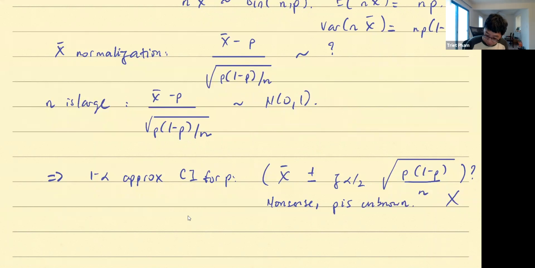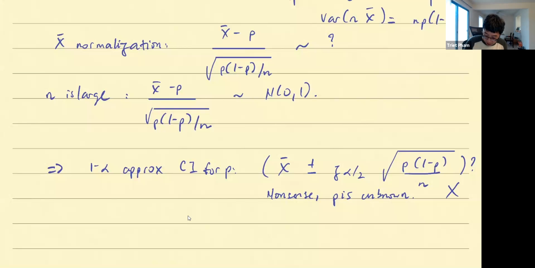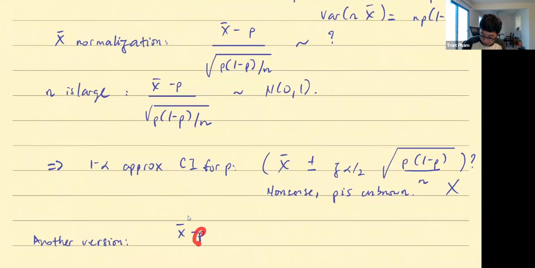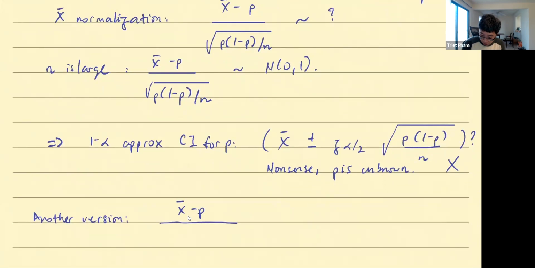So what you try to do is a different version where this P is still the exact P that you don't know, because that will be the pivoting that allows you to build the confidence interval. But in the second one, the one below, you would use P hat, or rather X bar, like that.